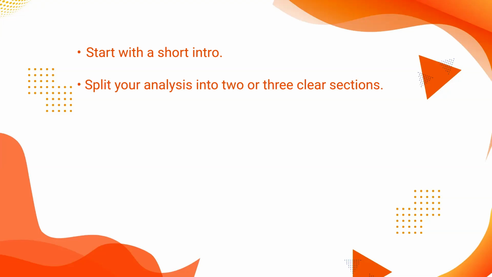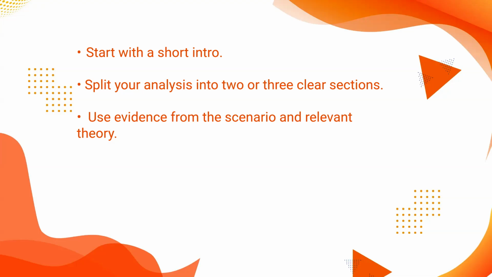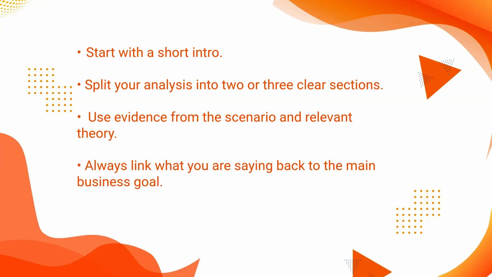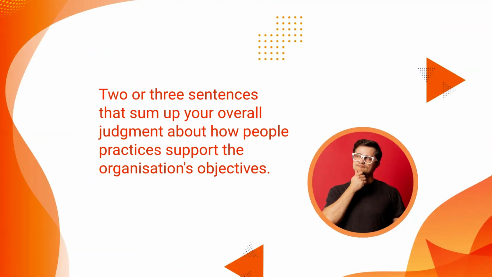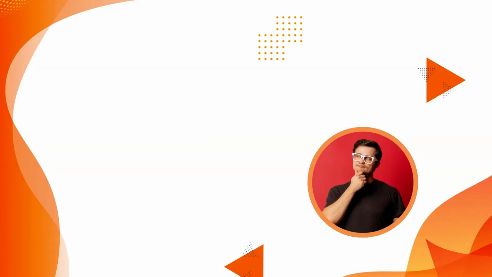For example, you could have one section on strategic alignment, talking about things like vertical and horizontal integration, and business partnering. Another section could focus on specific people practice interventions like recruitment, onboarding, policy development, or employee engagement. In each section, make clear points, use evidence from the scenario and relevant theory, and always link what you're saying back to the main business goal. Finish with a brief conclusion, 2 or 3 sentences that sum up your overall judgment about how people practices support the organization's objectives.